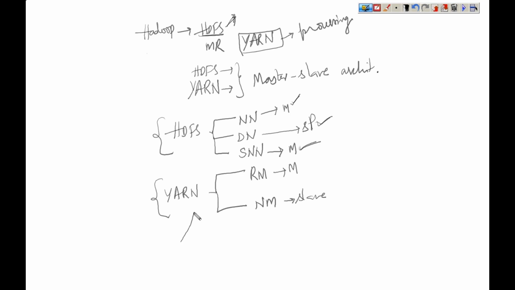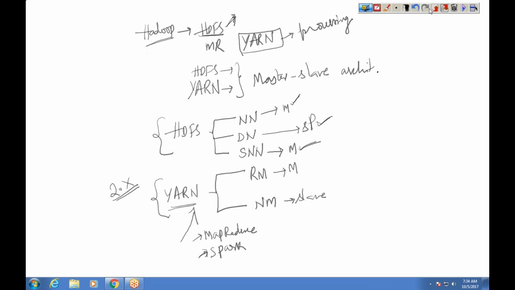To this YARN cluster, we can submit MapReduce programs, or we can also submit Spark programs. We can submit either MapReduce applications or Spark applications to YARN. So for running Spark applications, we need not have a separate cluster. We can use the Hadoop cluster. YARN is available from Hadoop 2.x onwards, so we can use an already existing YARN cluster to submit these Spark applications. The architecture will be like this.